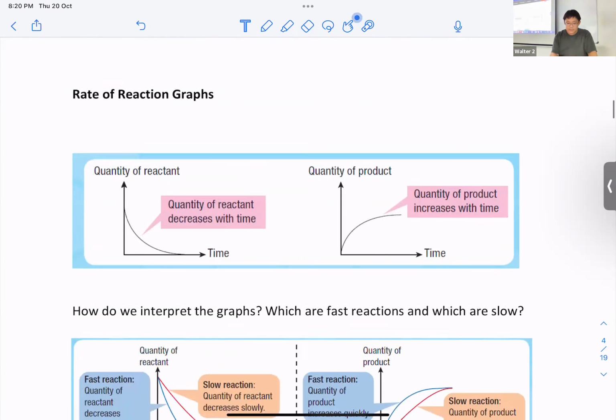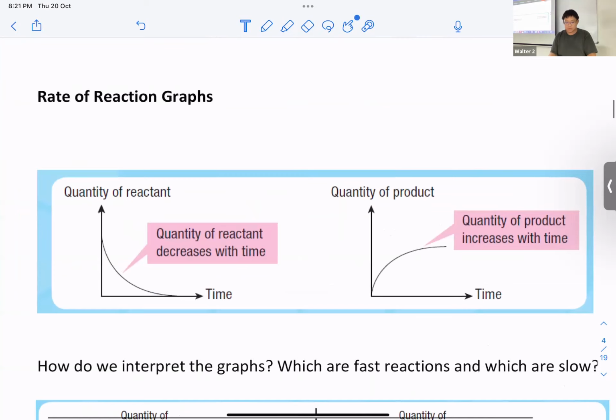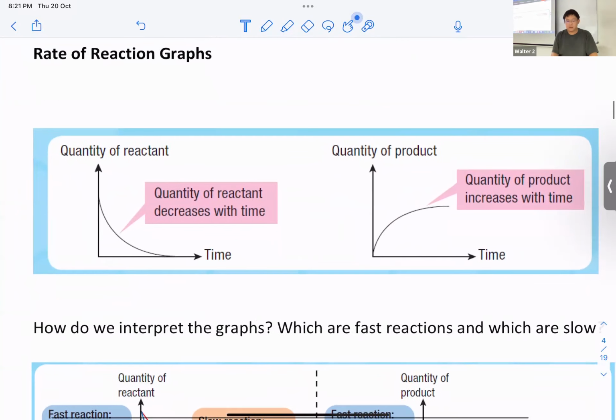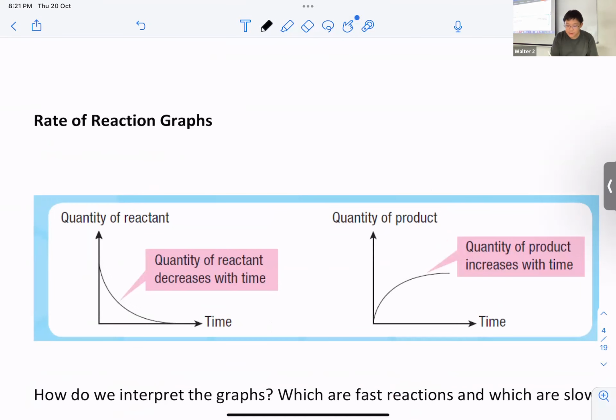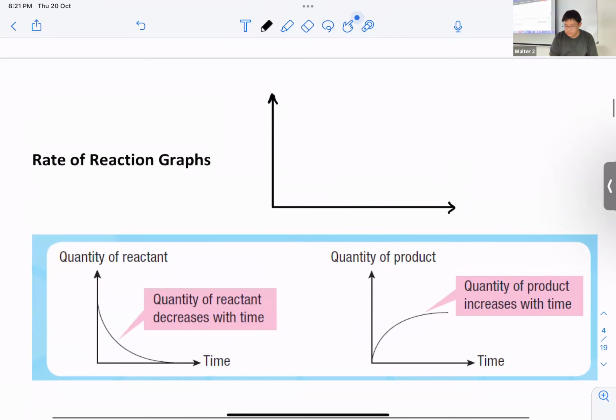Okay, so let's take a look at the rate of reaction graphs. Now, to measure the rate of reactions, we can either calculate the reduction of reactants over time or the increase in product over time. So there are two different graphs that you can see over here. Now, usually the graph is drawn as something like this. Let me show you.